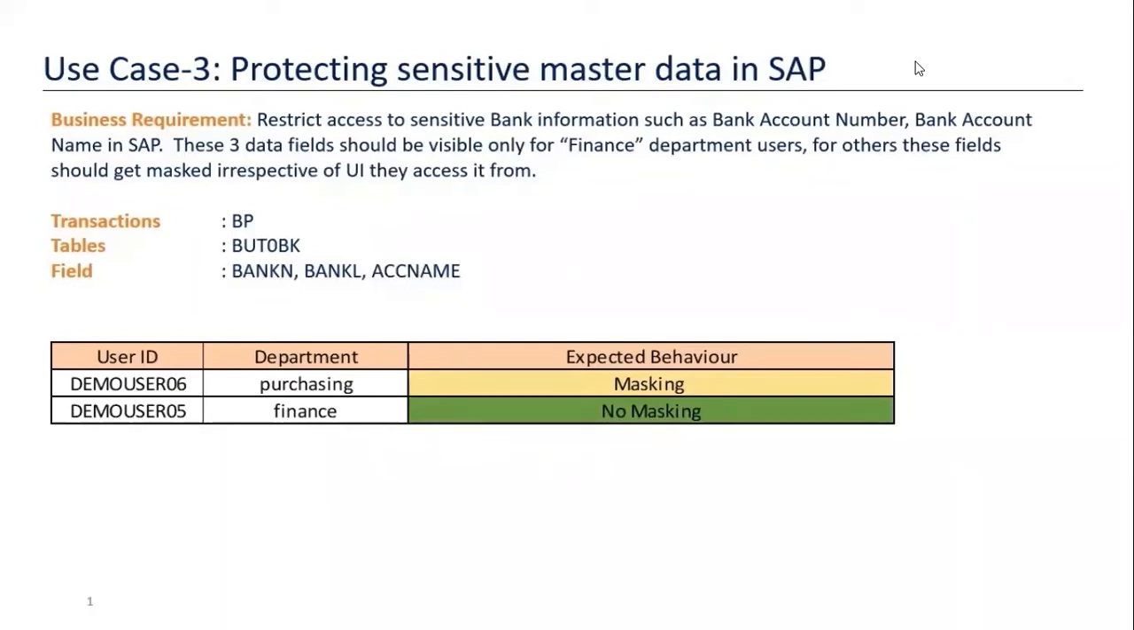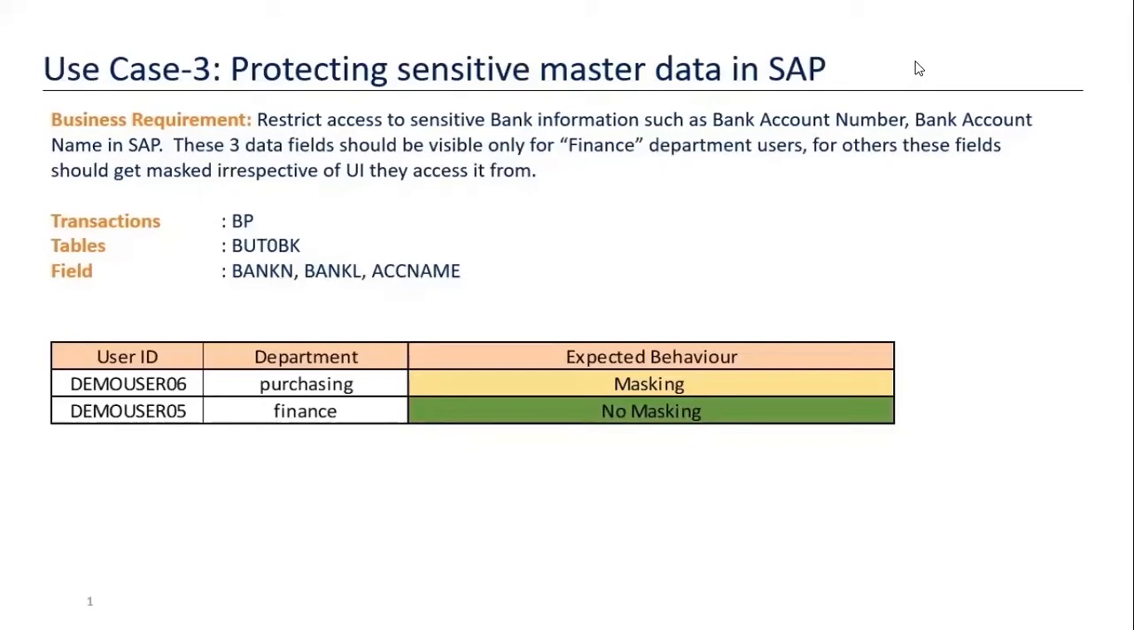So bank account information like bank account number, bank key, account name, and all these details are stored in SAP in different tables, and the data is accessible via different transactions as well. Whenever you have such sensitive data in SAP, it is always important to protect it so that unauthorized people cannot view the data. Only authorized people can look at those data.